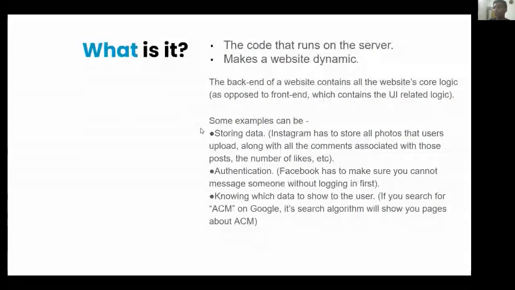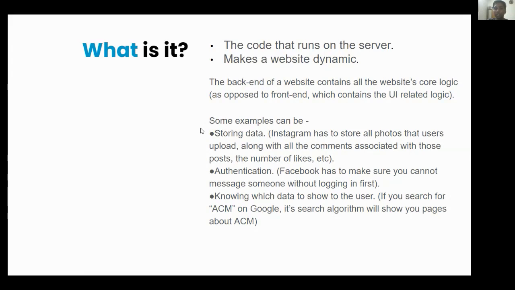So it contains all the website's core logic, and the front end contains stuff which is related to the user experience and the interface, whereas backend is related to the actual logic which makes it possible. So some of the examples where we use it is storing data. Like everyone of us has used Google Drive. So we are storing all our files on the Google Drive backend. Similarly, when you upload a photograph to Instagram, it has to store the photograph, the video with all its comments and likes, etc.